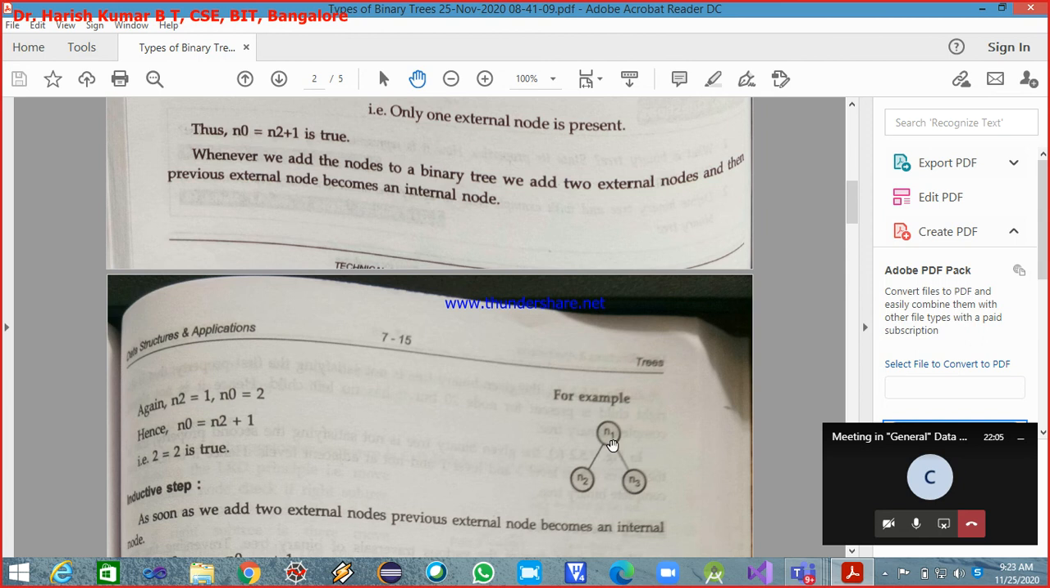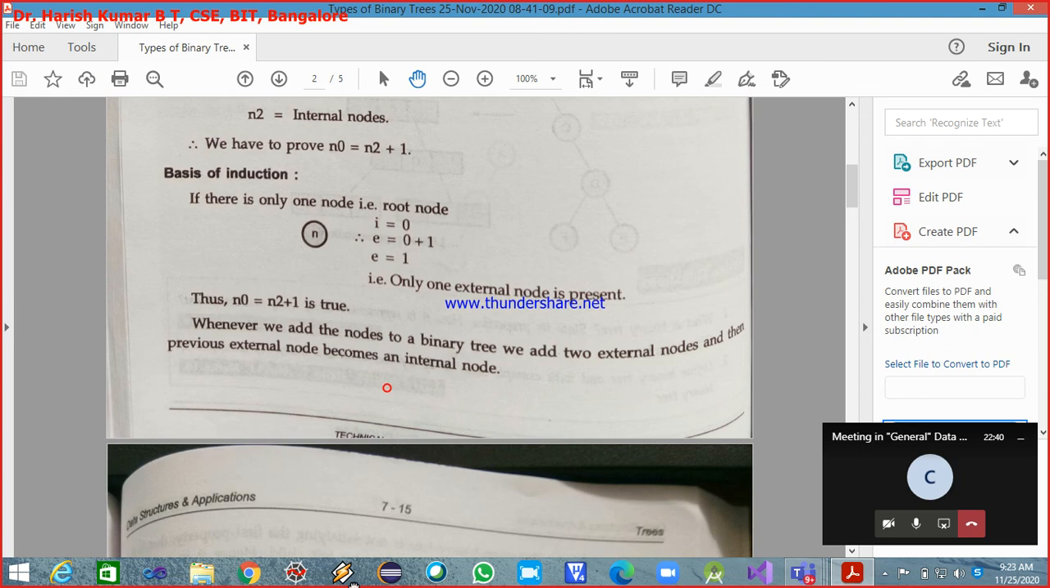Even if I take this example, n0 is equal to n2 plus 1. How many leaf nodes are there? 2. And how many internal nodes with degree 2? There is only one. So the n2 value is 1, the n0 value is 2, and this is 1 plus 1. 1 plus 1 is 2, 2 is equal to 2, and again it is true.